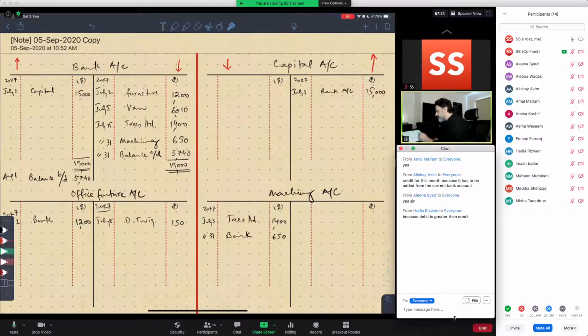So by bringing down this balance to the next financial period, you're symbolically closing accounts for one financial period and reopening those accounts in the next financial period. So we understand the balance carried down being brought down to the next financial date, which is August the 1st.